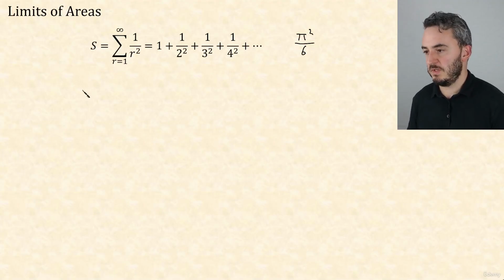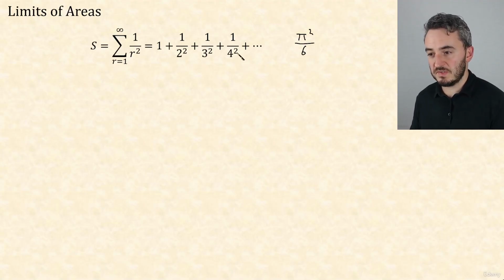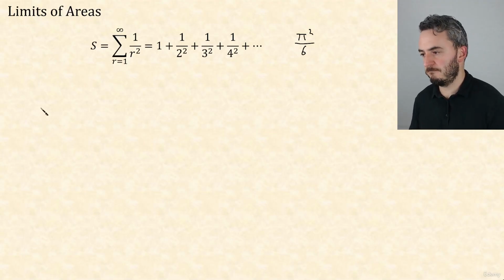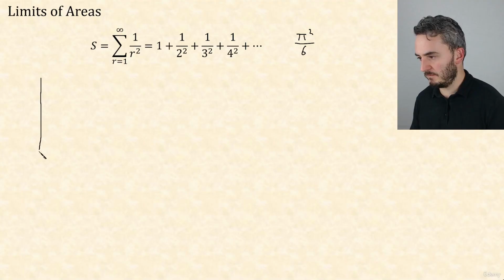Now, how do we do that? Well, to show that the sequence here converges to something, we're going to show that the area of a sequence of rectangles is always smaller than an integral that we can show actually does converge. So here's how we do that.